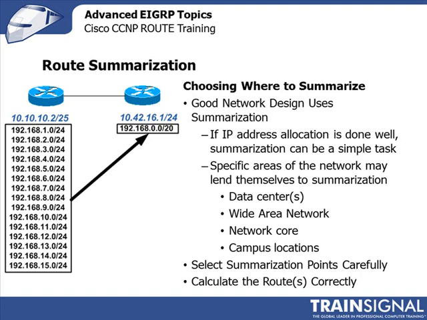So select summarization points carefully and then make sure you calculate the routes correctly. For instance, using the example to the left, if this prefix was /19 instead of /20, there'd be networks that would be included that may not actually be there. So be very careful when you calculate it out, that you've actually calculated it out the best way possible.